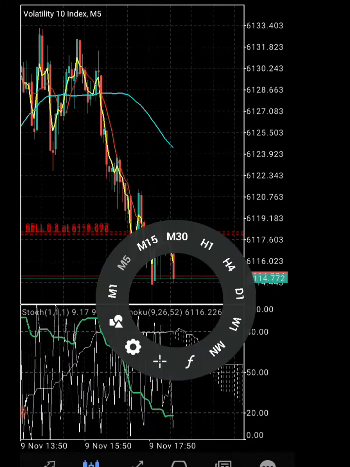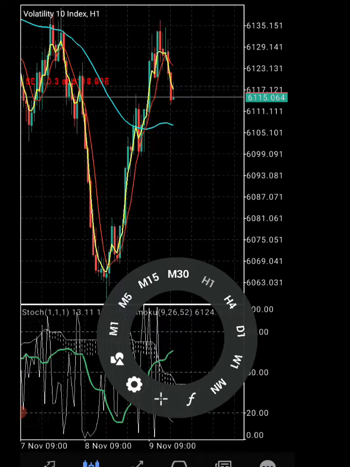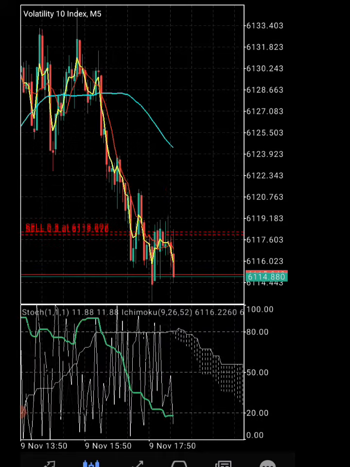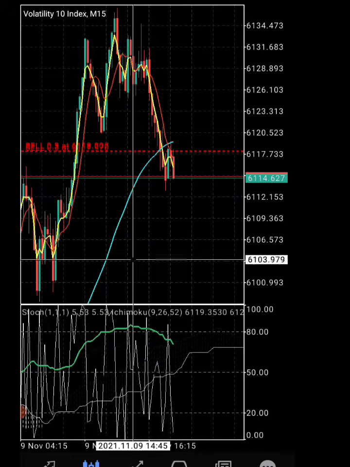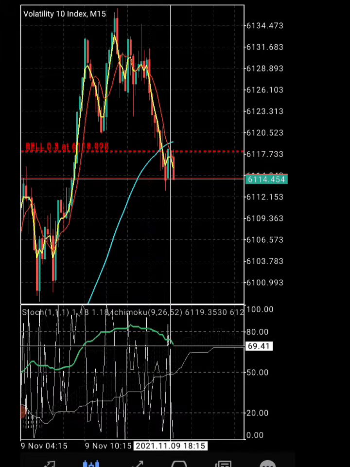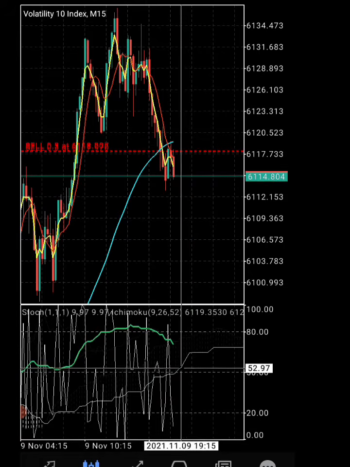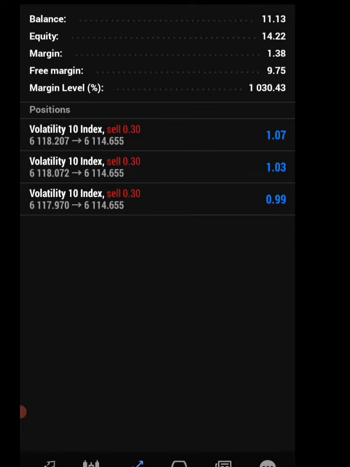So guys, you can see when it crosses above, it's a sell, and when the Ichimoku is at the overbought level, it's a sell. But if it's at the oversold level and then the green moving average crosses below, then it's a buy. So that's it, guys. That's the strategy we are using right now for Volatility 10.